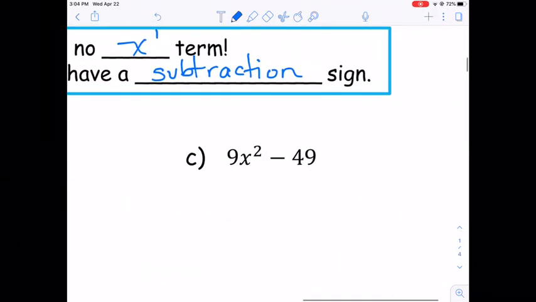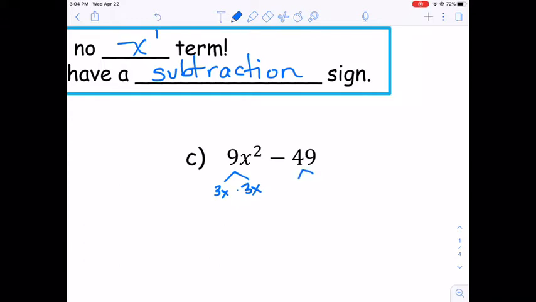On problem C, remember to check for a greatest common factor. 9 and 49 do not have a common factor. Nothing goes into both of those. So now I'm going to look at difference of two squares. 9 is 3 times 3, and x squared is x times x. So I could do 3x times 3x. Same expression being multiplied times itself.